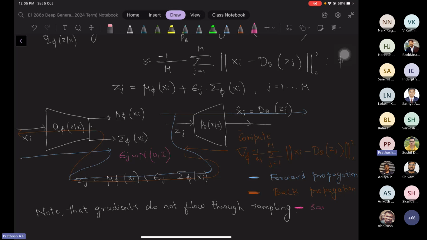This is sampling. That's it. So this is like one iteration of training the encoder with the first term. We have not looked at the second term yet. This is only for the first term, for the encoder, by keeping the theta constant. Any questions on this?